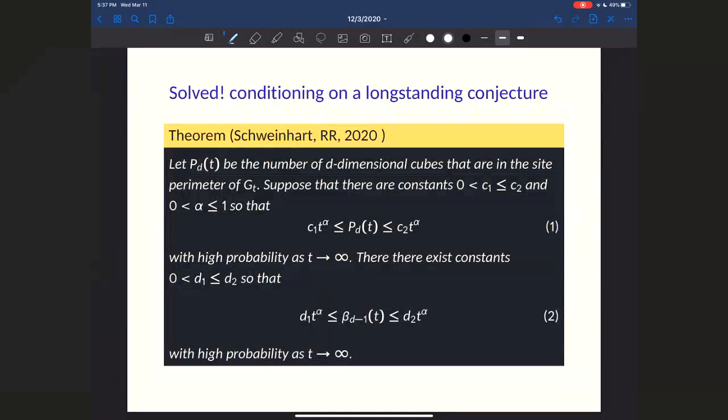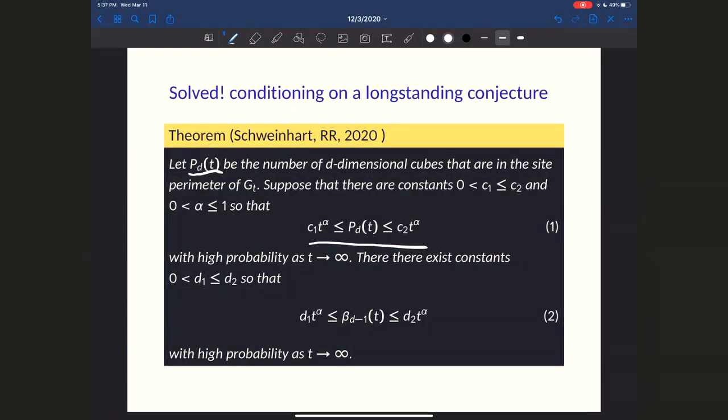So we are conditioning on a long-standing conjecture. So let's look at the whole statement and why it makes sense to conjecture on that. So let P_d(t) be the perimeter, the side perimeter of the d-dimensional process, the Eden model at time t. And now suppose that there are two constants and some alpha between 0 and 1, such that the perimeter stays between these two functions with high probability as the time goes to infinity.